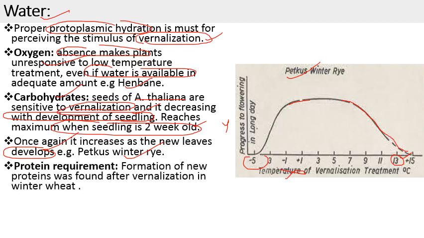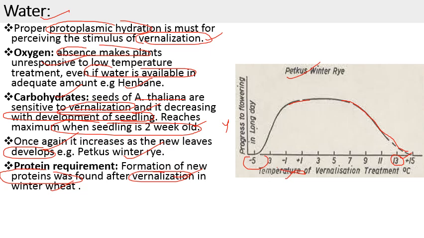Next, protein requirement. The formation of new proteins was found after vernalization in wheat plant. That is, the proteins which are found in spring variety of wheat, same proteins are formed in winter wheat after the wheat plants get vernalized or they get the cold treatment. So such proteins which are present in spring wheat, these proteins are also found in the winter wheat after they are provided with the low temperature.